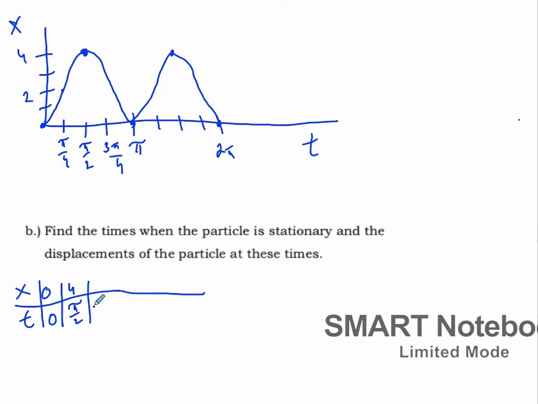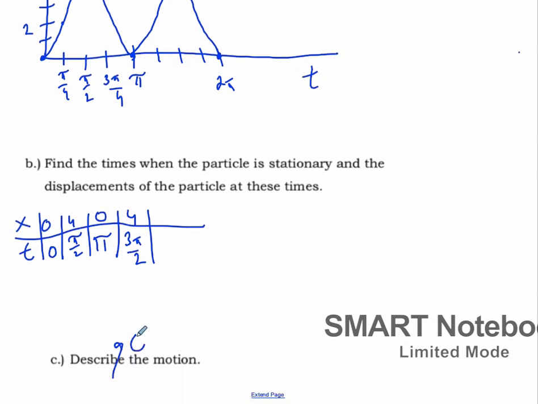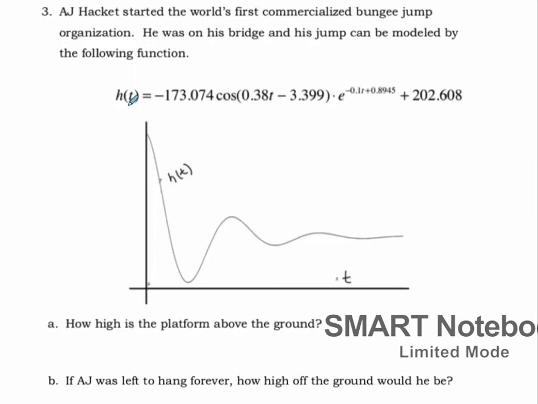When it is pi, it's going to be 0 again. Then we have 3 pi over 4. We have 4, not 3 pi over 4, sorry. Pi, we have 0. At this point here, which is 3 pi over 2, we have another maximum, which is 4. So it's basically oscillating. If I want to describe the motion, it's oscillating between 0 and 4.